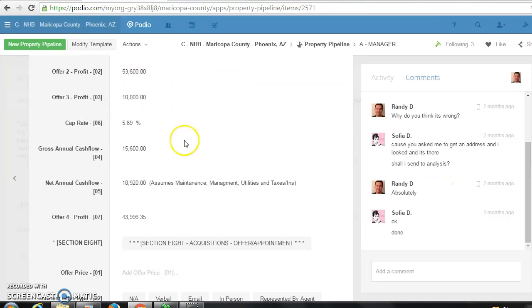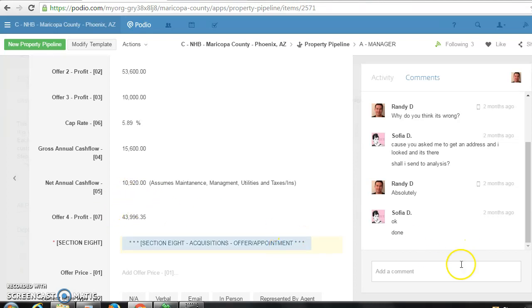If we take over payments, by the way, in this third offer, we'll still make 10 grand if we wholesale it out the gate, but the cap rate's not too strong: 5.89%, gross cash flow at 15 grand, net cash flow 10K. But if we hold it for a while and sell it retail, we got some nice profit there.